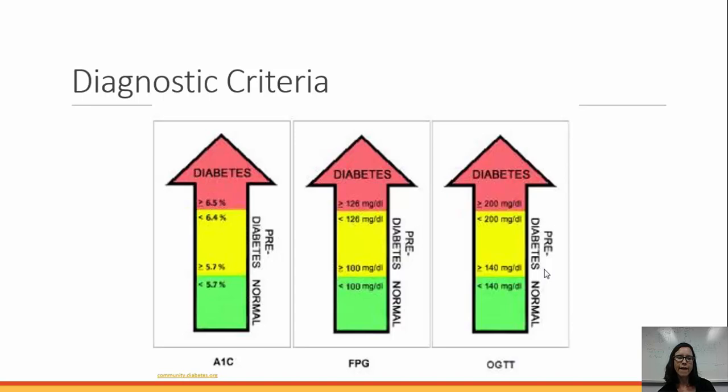Okay, and here's just a graphic that shows, for each of the diagnosis criteria, what the cutoffs are for normal classification or diagnosis of prediabetes, and then actual diabetes. And that's for each of the methods.